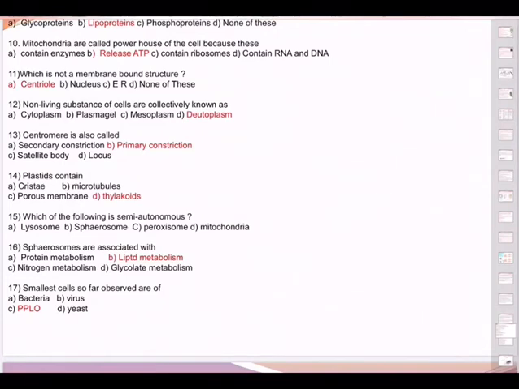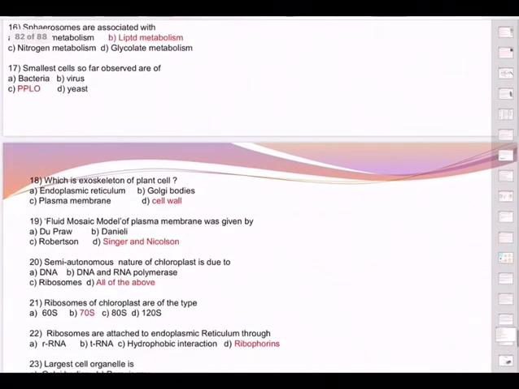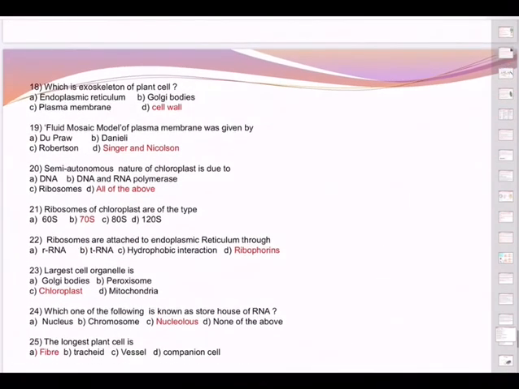And of course, I have shown you the figure also when you were in 11th class, the structure of PPLO, the smallest cell so far observed. It's not bacteria. Bacteria are big, viruses are relatively small, yeast is big. PPLO, what is that PPLO? Pleuro pneumonia like organisms. Okay, PPLO.